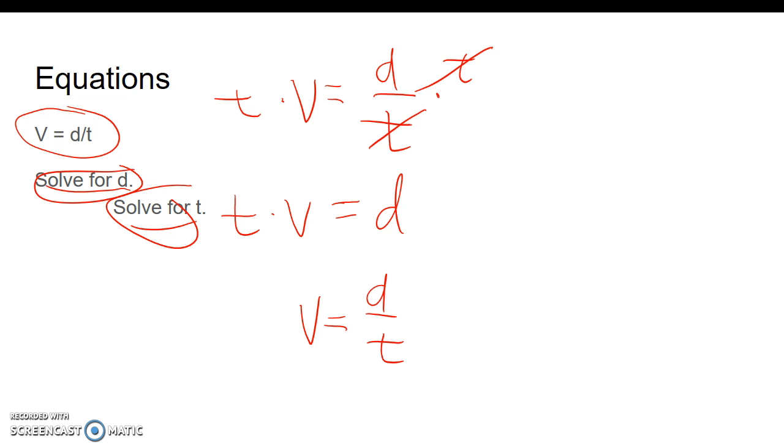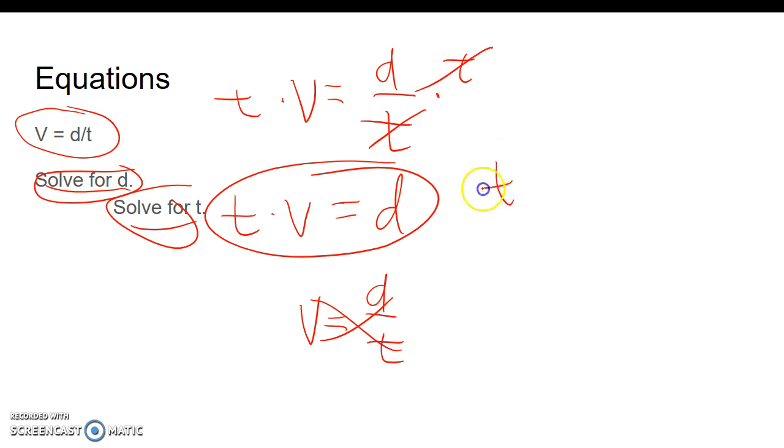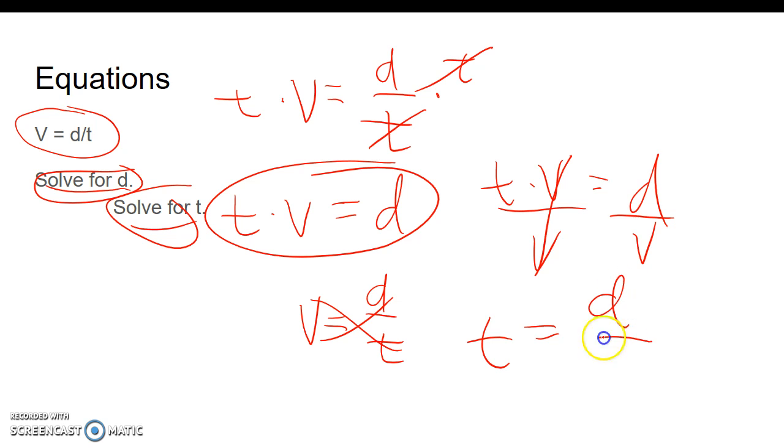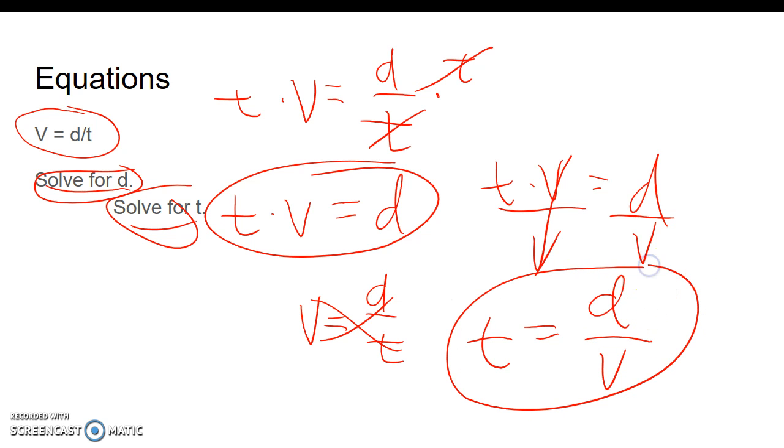And if I want to solve for t, actually I can just go ahead and get to this point and be quicker. So t times v is equal to d. Now if I want to solve this for t, I divide both sides by v, and t is equal to distance over velocity. So I can solve them for any variable, and that's a good skill to have when you're trying to solve physics problems.